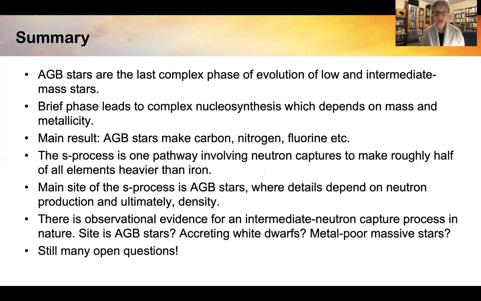There is observational evidence for an intermediate neutron capture process in nature. What is the site, though? Is it mostly accreting white dwarfs? Can it occur in AGB stars, post-AGB stars, metal-free massive stars? I think I'd like to leave you with the idea that we've made considerable progress and we can now do quantitative galactic chemical evolution studies of heavy elements, but there's still many open questions for you to solve.